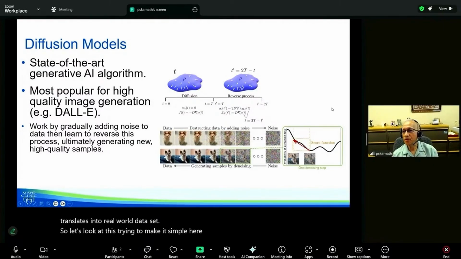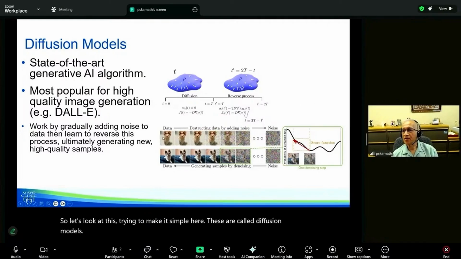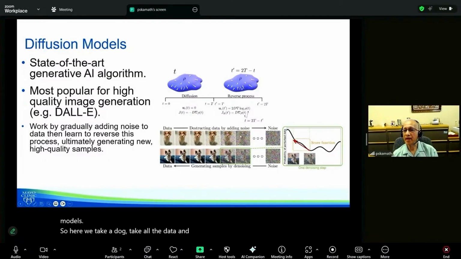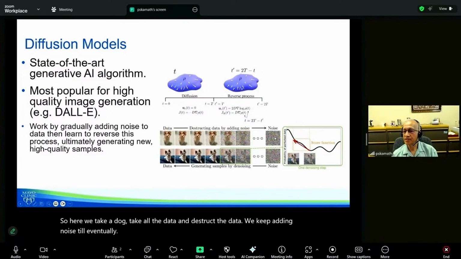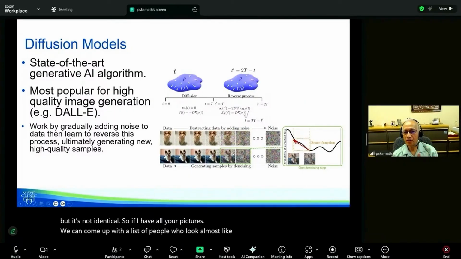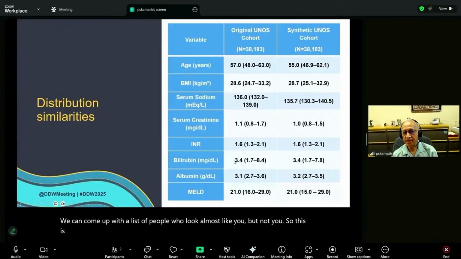These are called diffusion models. Here we take a dog, take all the data and destruct the data. We keep adding noise till eventually it's only noise. You take noise and it's called denoising, and we come up with another dog. This dog has all the characteristics of the first dog, but it's not identical. So if I have all your pictures, we can come up with a list of people who look almost like you, but not you. So this is called synthetic data.